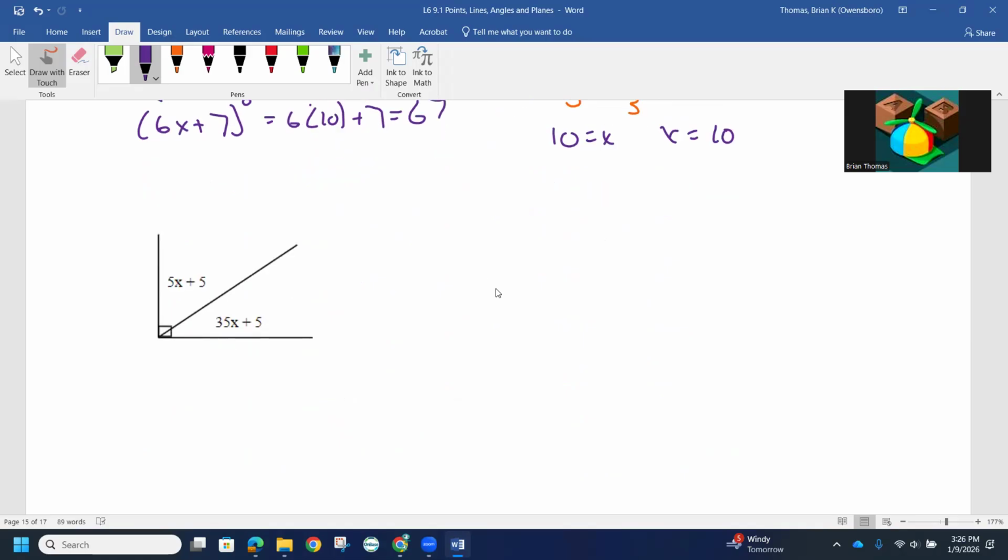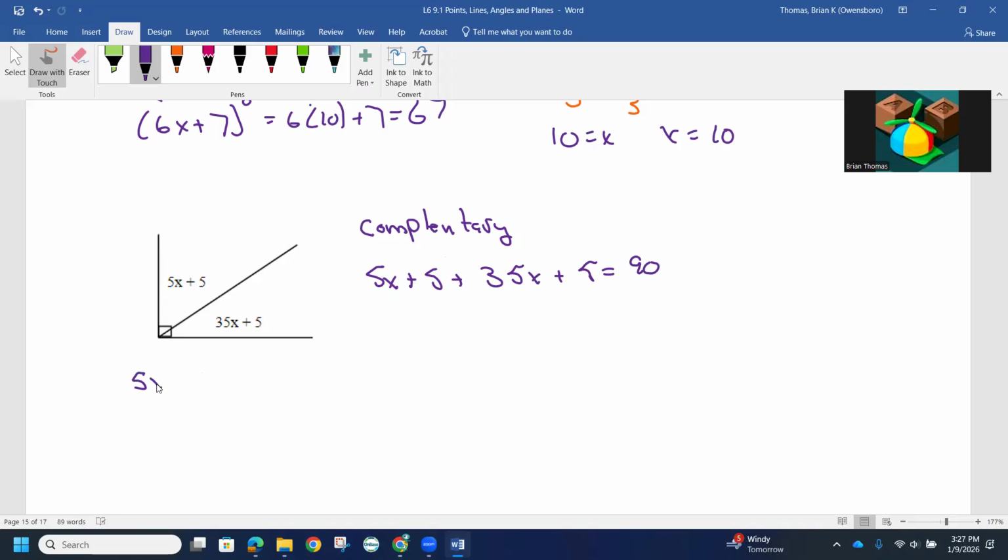So if we look at this one here, notice how again we have this right angle and we have these two adjacent angles that are going to add up to 90. So this is complementary. Complementary means we have two angles that add up to 90 degrees. So I know that this 5x plus 5 and this 35x plus 5 must equal this 90 degrees.